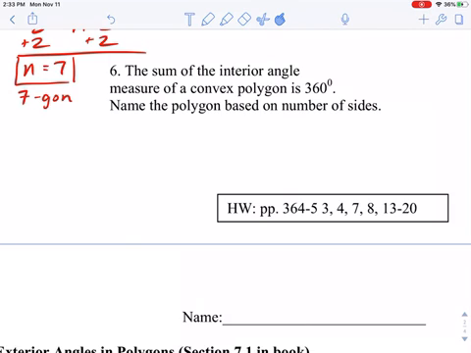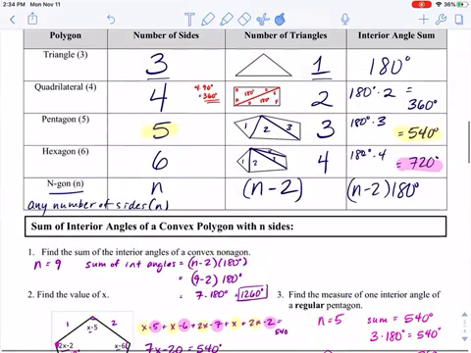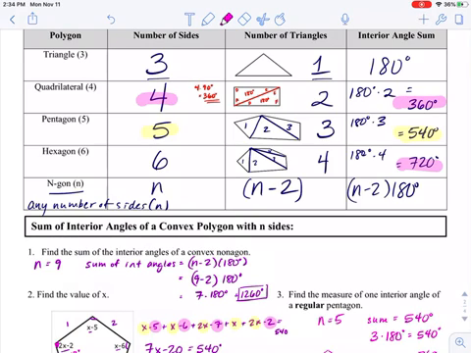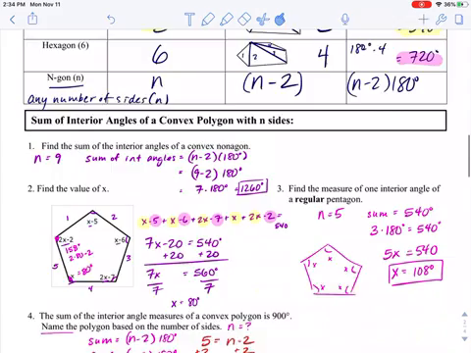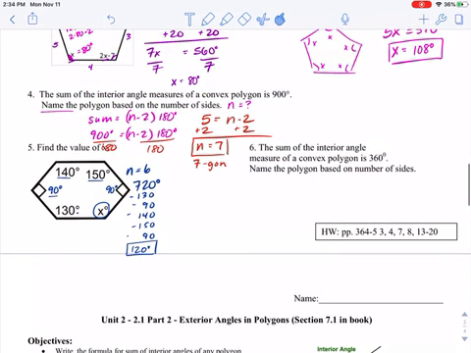Okay, one more. The sum of the interior angle measures of a convex polygon is 360. Name the polygon based on the number of sides. Well, I remember seeing this in the notes. 360 degrees corresponds to a 4-sided figure, which is called a quadrilateral. And that's my answer.